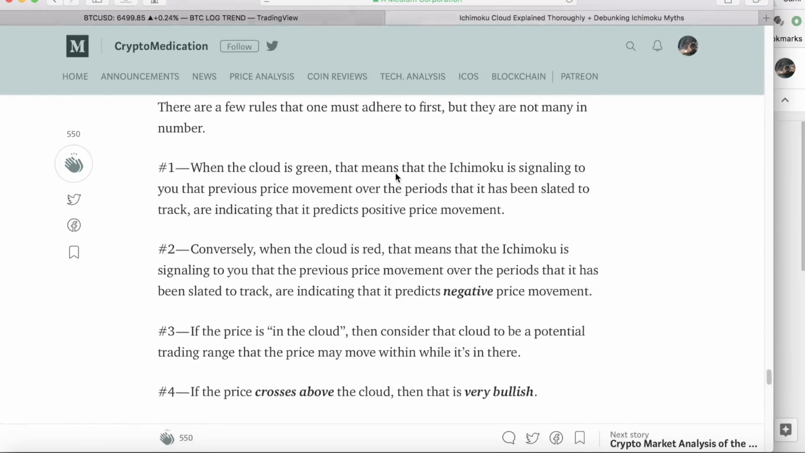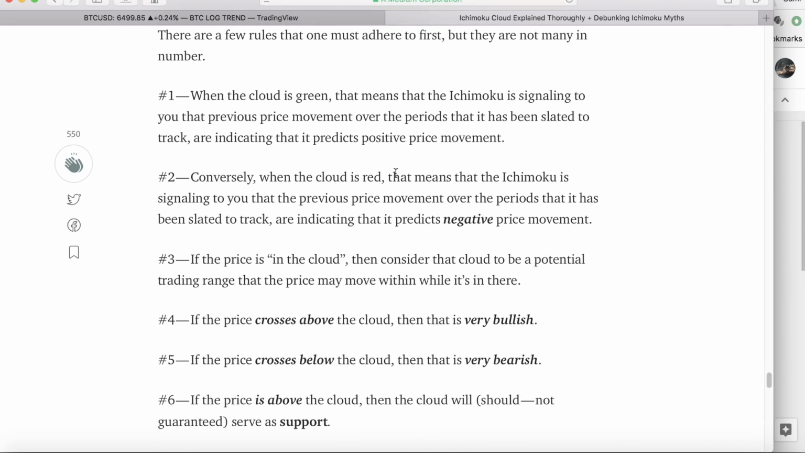So we scroll up a little bit here, and we've got some very key points that we need to bear in mind with this indicator. When the cloud is green, that means that the Ichimoku is signaling to you that previous price movement over the periods that it has been slated to track are indicating that it predicts positive price movement. So this is really important.